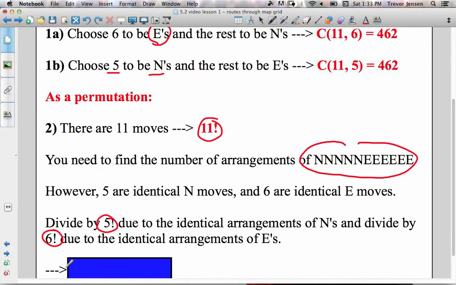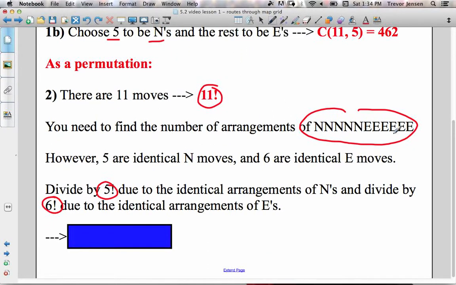So for each arrangement, there are a number of ways we can rearrange the letters without changing what the word looks like, so we have to divide by that. So to figure out the number of arrangements of those letters, I have to do 11 factorial divided by 5 factorial times 6 factorial. And once again, you would get 462.